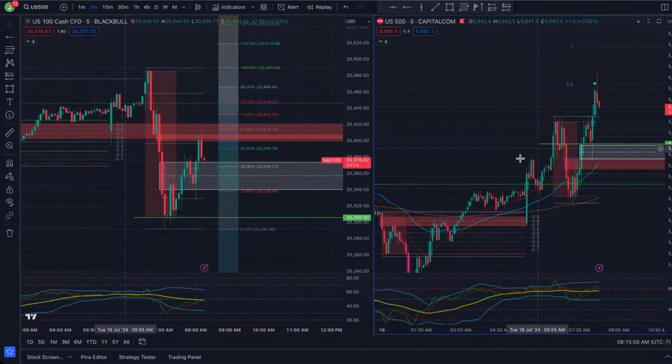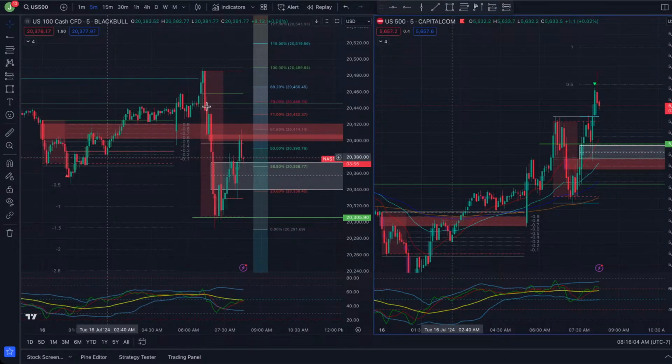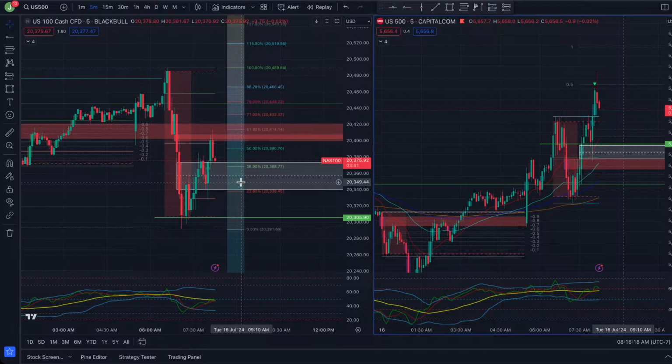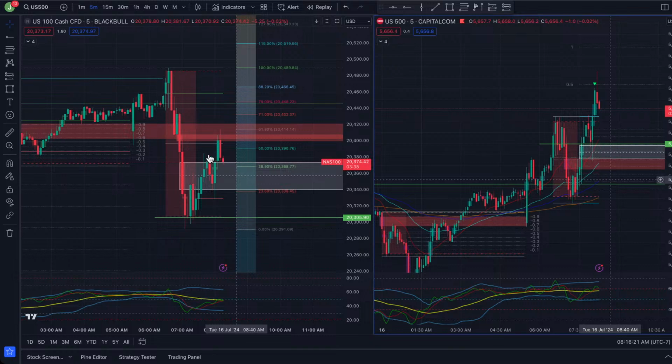So New York session for US 500 is completely above London. Whereas for NAS, we're right in London. New York pretty much formed, or rather London is within New York. So these two are telling two different stories right now. This one wants to push up. This one is facing a lot of resistance, but it might get pulled up with it.